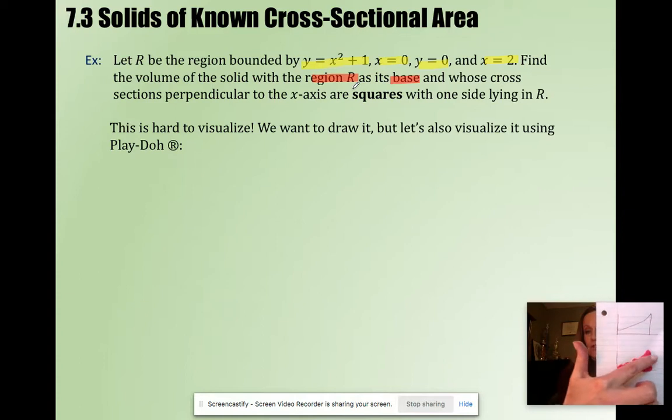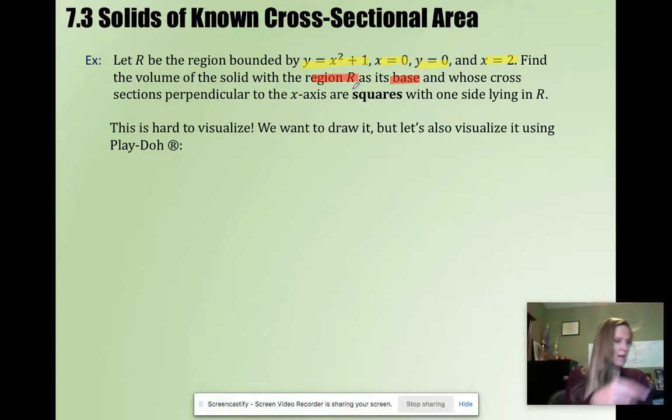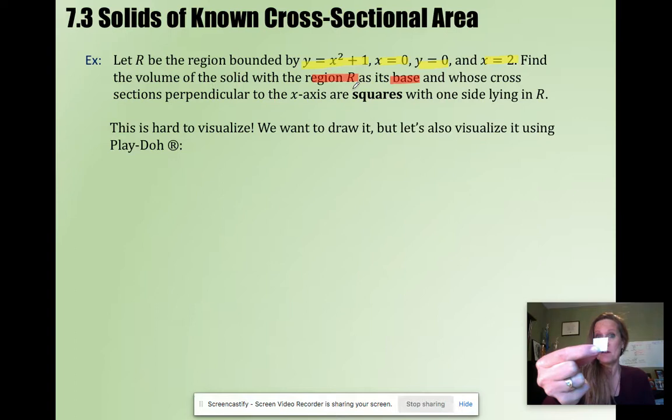It's not super, super great, but pretty good. The reason I want you to visualize this is because I'm going to take this, my region, my bounded region, and lay it on the ground, and I'm going to take some shapes. See, there's a cut out of index paper, a little square. And I'm going to put the square in my Play-Doh.